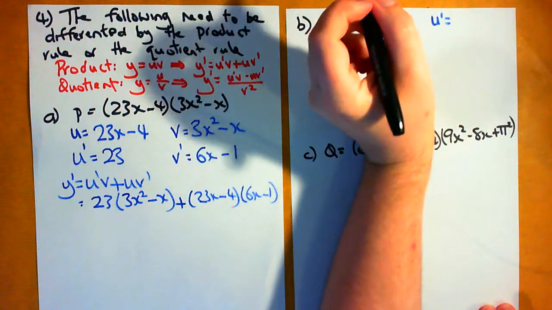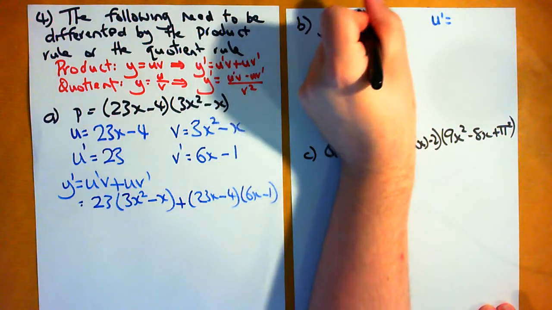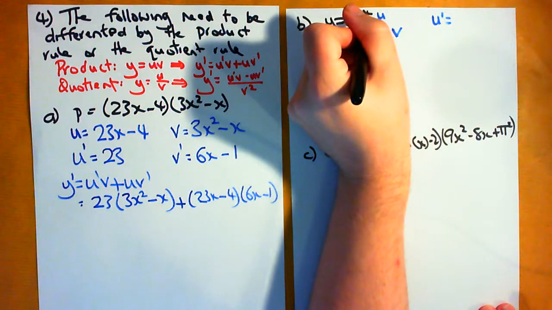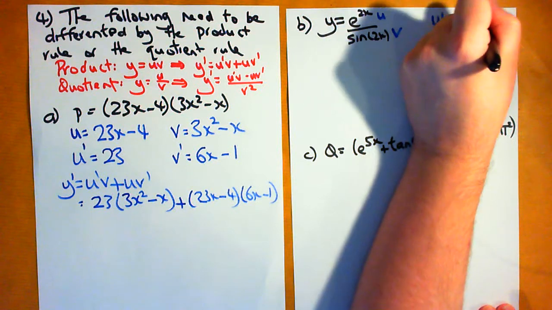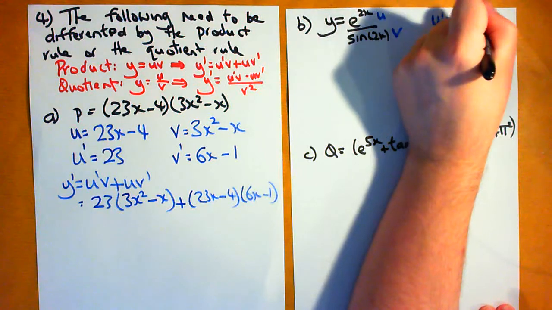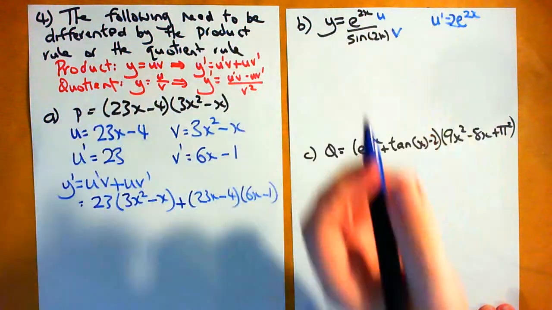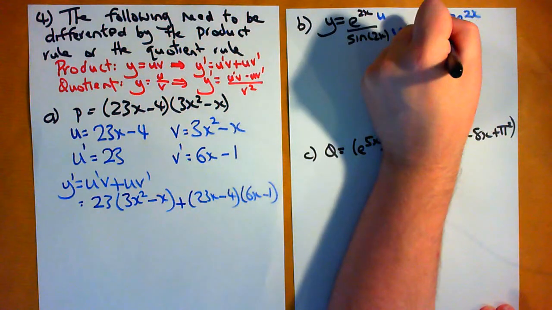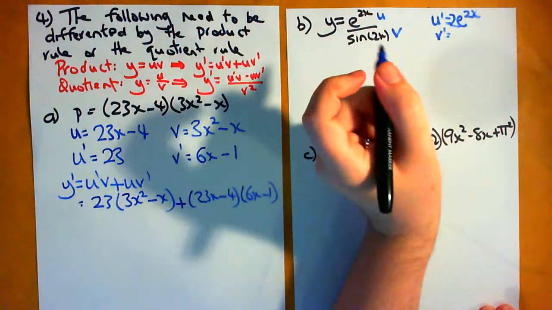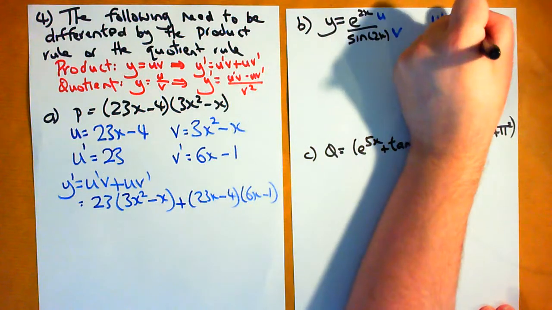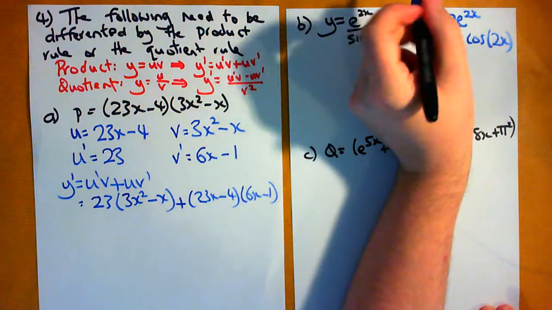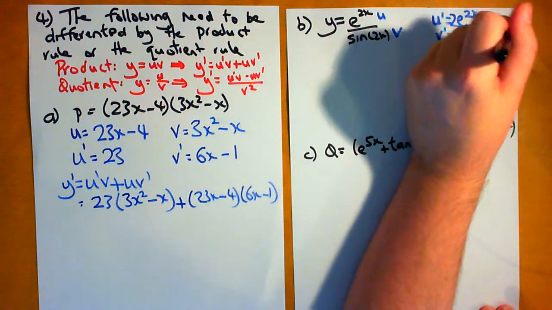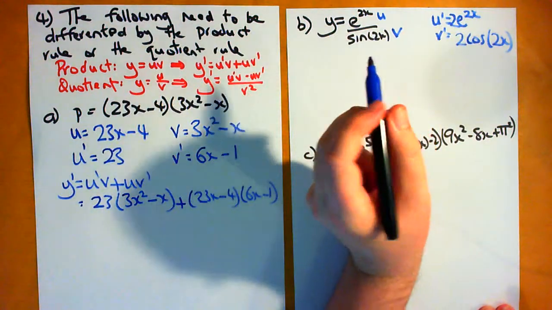So if we differentiate both of those, u dash is going to be the derivative of e to the 2x. When we differentiate an exponential, the exponential stays the same, but we multiply by the derivative of the power. In this case 2x differentiates to 2, so we need to multiply by 2. And what about the derivative of sine of 2x? Sine differentiates to cosine of 2x. That bracket stays the same, but we need to remember to multiply by the derivative of that bracket.